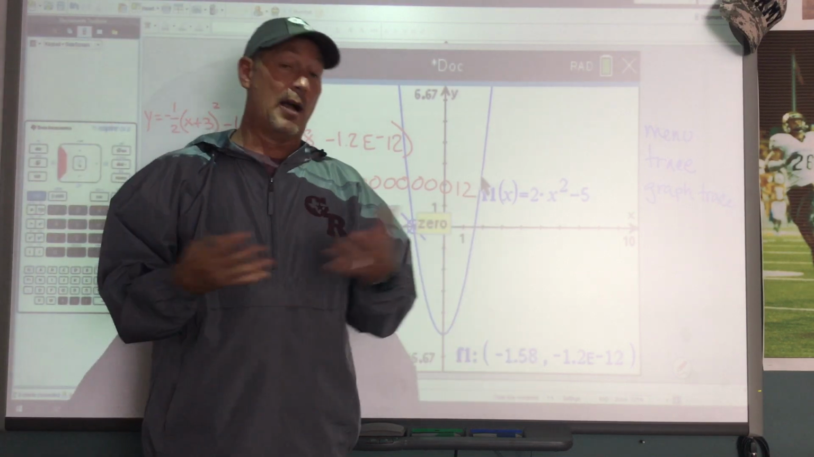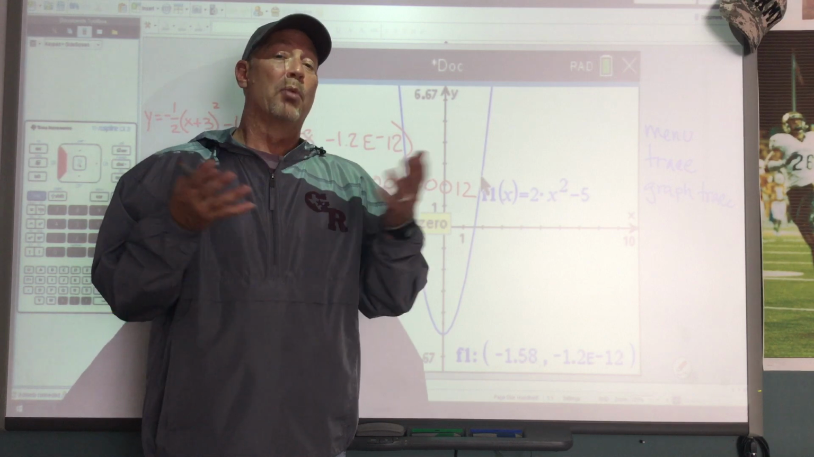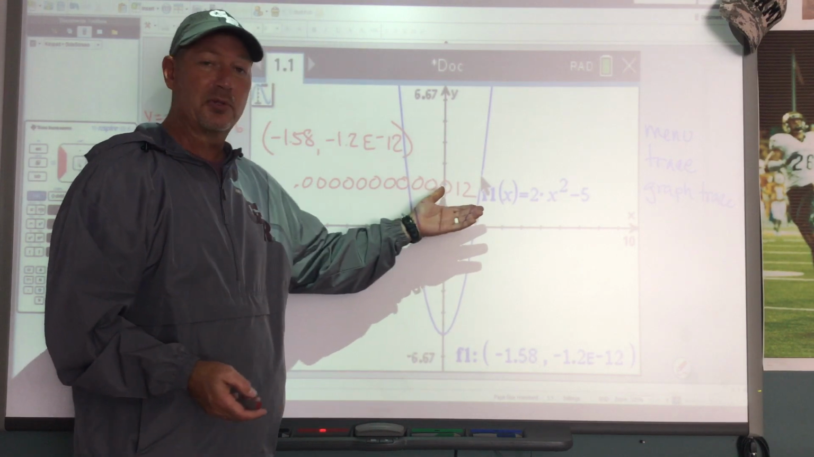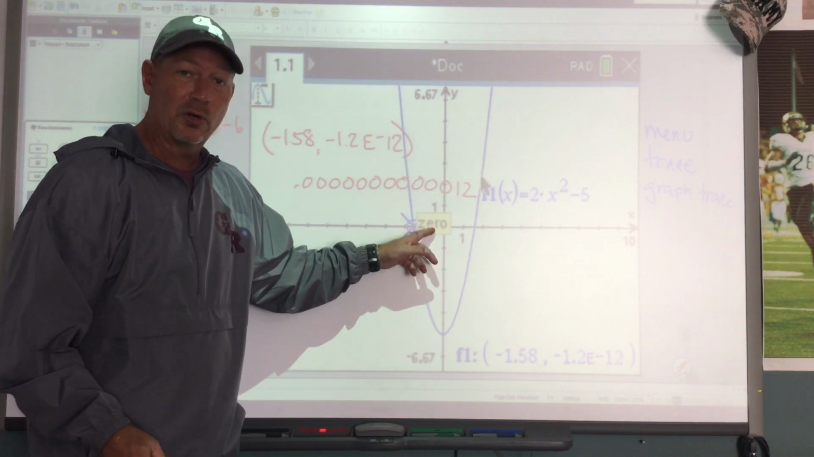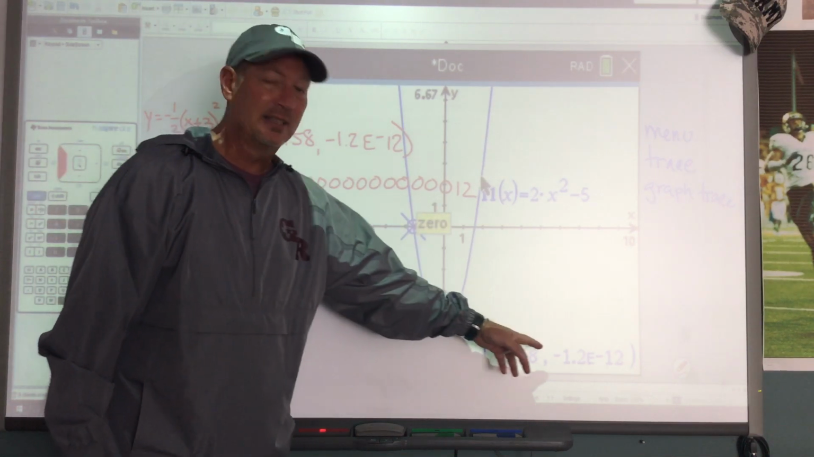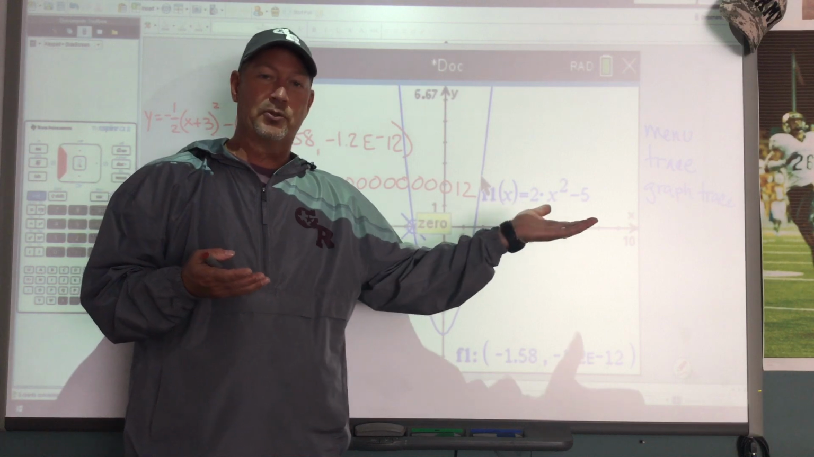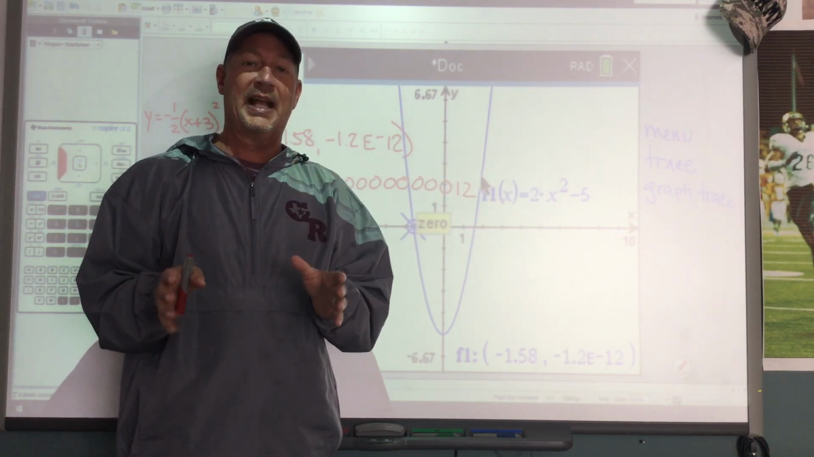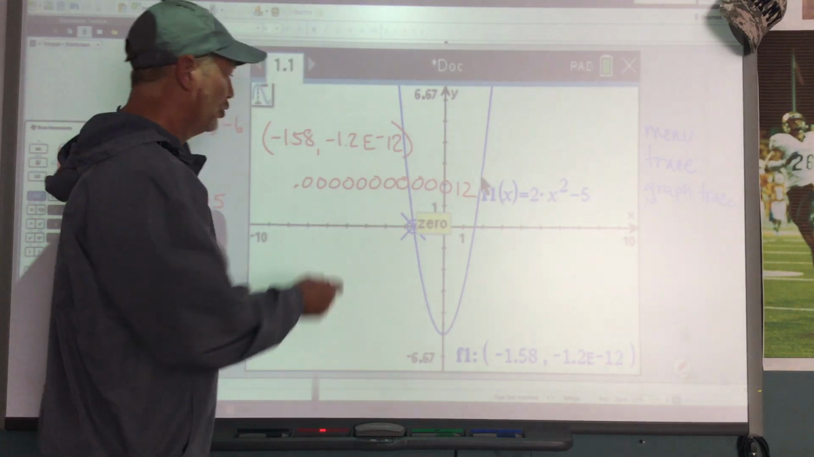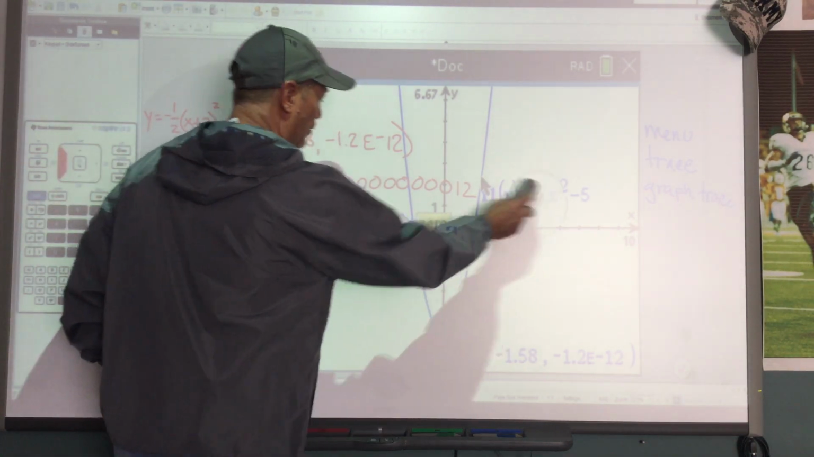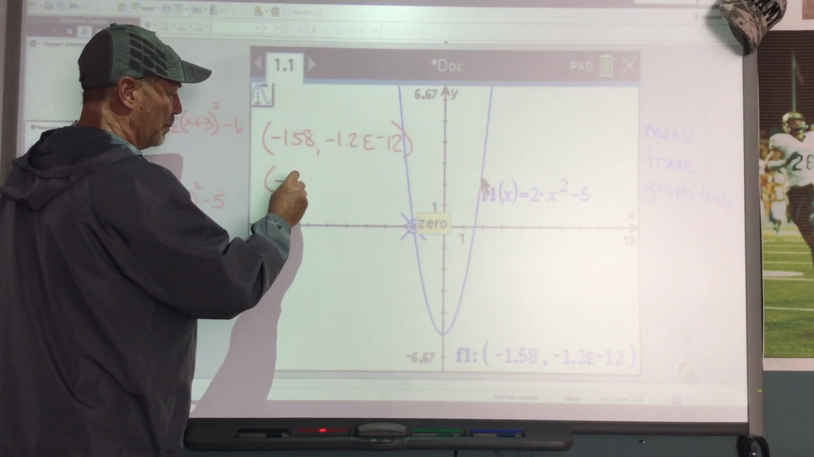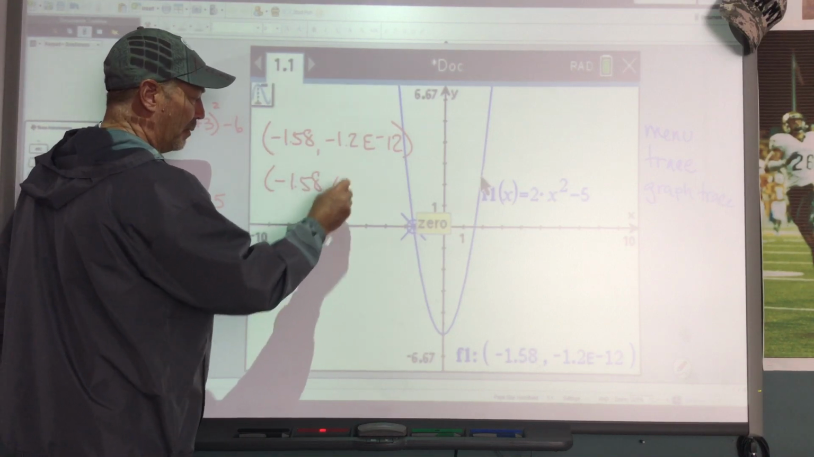Here's the question, and I don't have a true answer for it, but the calculator sometimes will do this instead of just writing the number 0. They tell you that it's a 0, but they give you a number like this in scientific notation with a bunch of zeros. All I want you to do, if that happens for you, is just to treat it as the number 0, okay? So you're going to treat this as the number 0, so we're going to say, hey, this is the same thing as -1.58, comma 0.